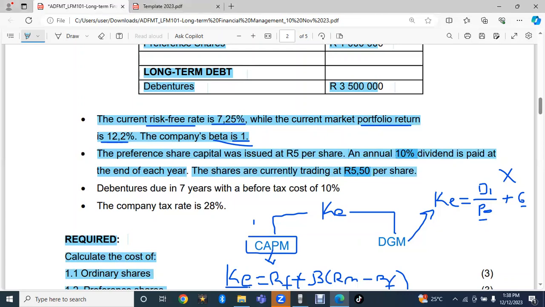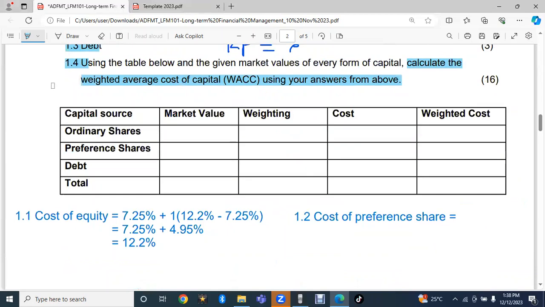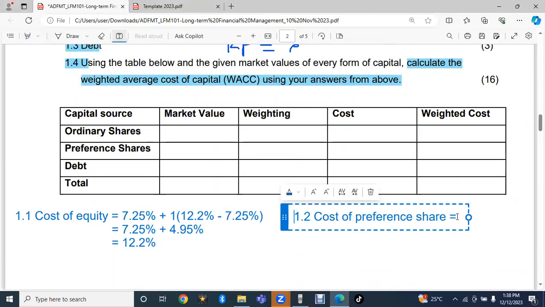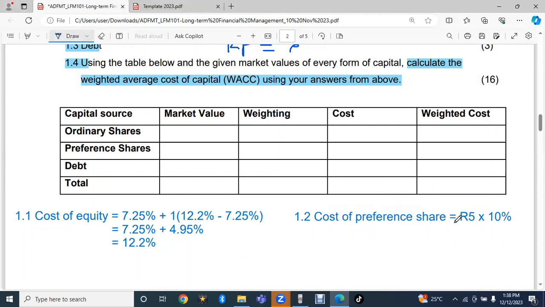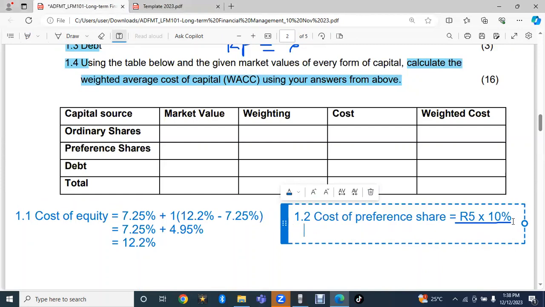Now let us do our workings here. In the numerator, we disclose the dividend amount. How do we get that amount? We take 5 rand, the issue price, times the dividend rate of 10%. 5 rand times 10% is 50 cents, meaning the company is paying a 50 cent dividend per share. We divide this by the share price, which is given in the question as 5 rand 50.